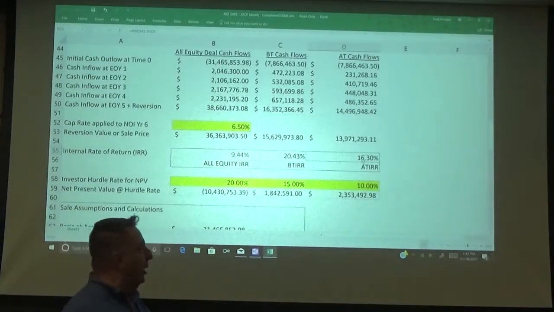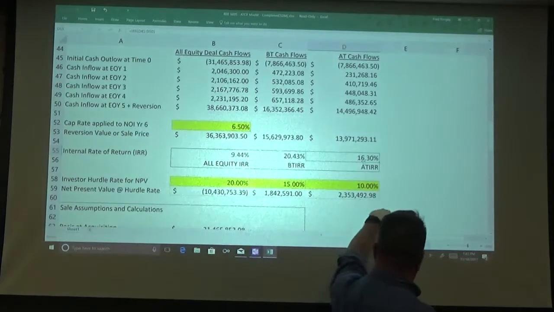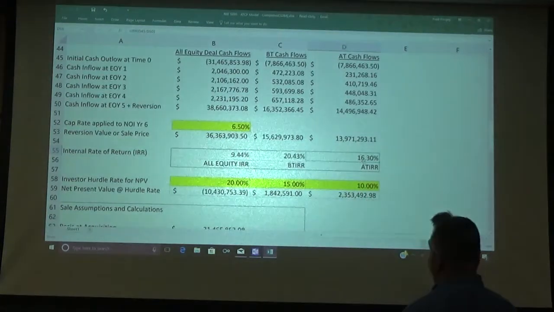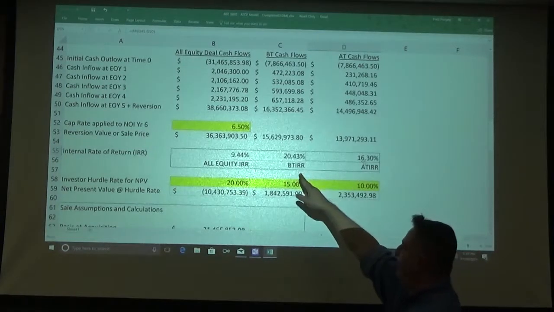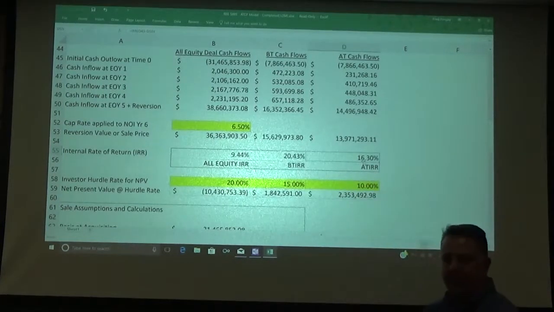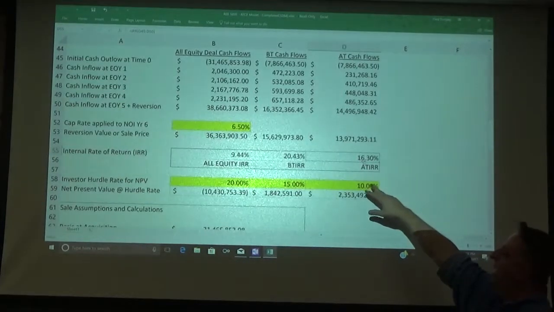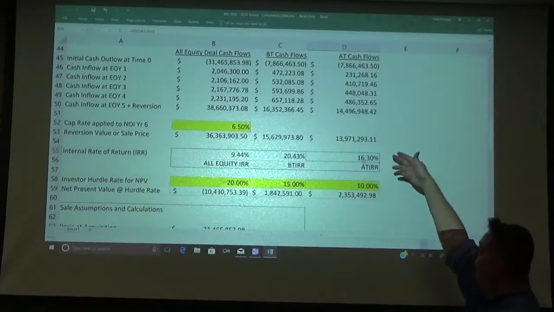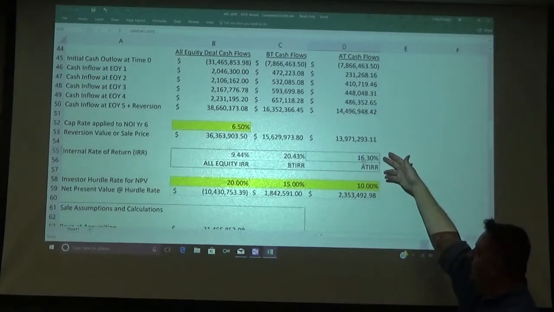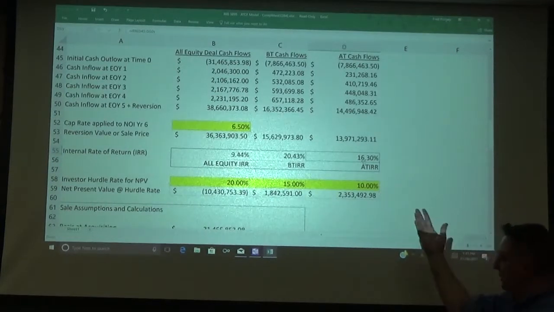Now, on an after-tax basis, we're certainly setting the hurdle rate a little bit lower, only to reflect that we know there's going to be a difference between the before tax internal rate of return and the after tax, simply because of the income tax. So we're not going to set as high of a hurdle rate. In this case, I just set it at 10%. And once again, our after tax internal rate of return is 16.3. Our hurdle rate for the after tax is only 10. So yes, it makes sense.